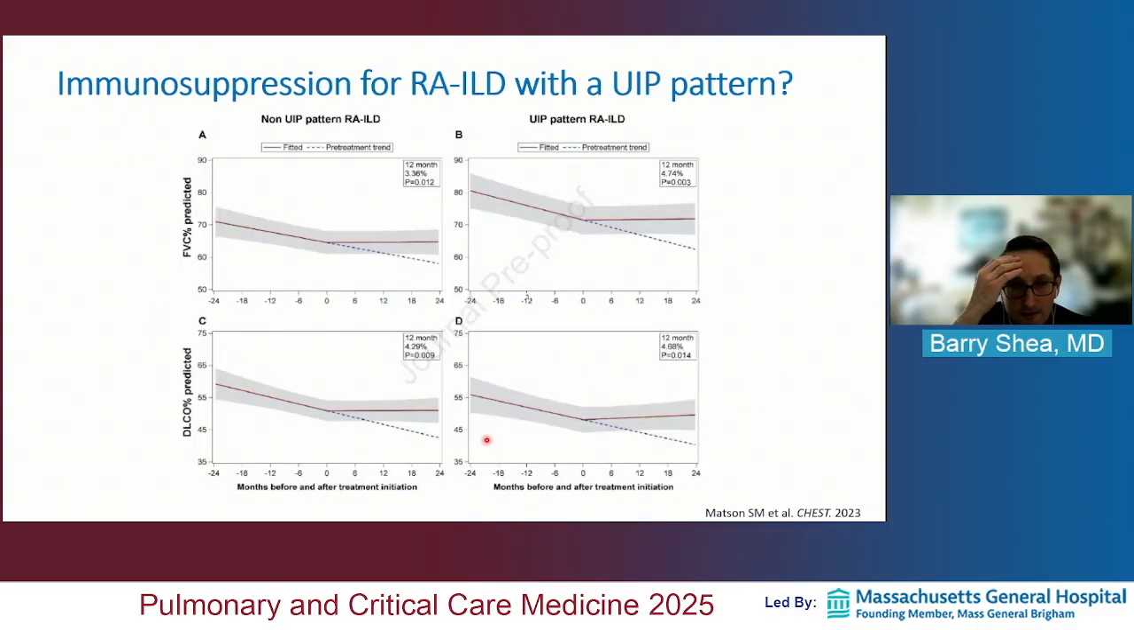And what was particularly interesting is it didn't seem to matter whether these patients had a UIP pattern or a non-UIP pattern. On the left here are the RA-ILD patients with a non-UIP pattern. You can see there appeared to be stabilization of lung function associated with the initiation of immunosuppressive therapy. And also on the right here, those with a UIP pattern, which we would think might not be as responsive to immunosuppressive therapy, but we saw a similar effect.